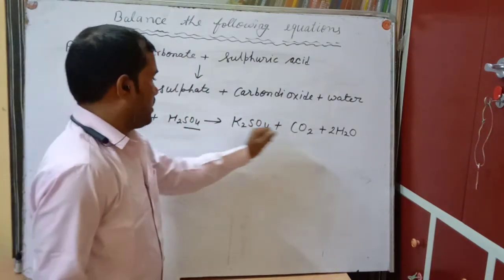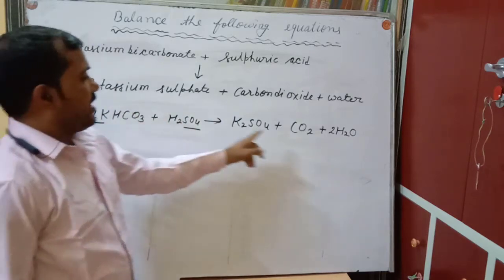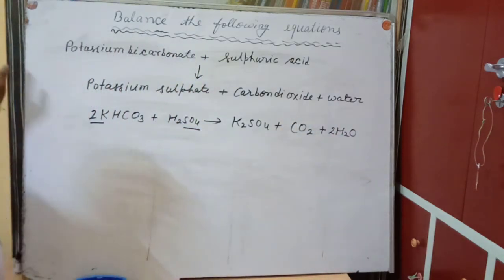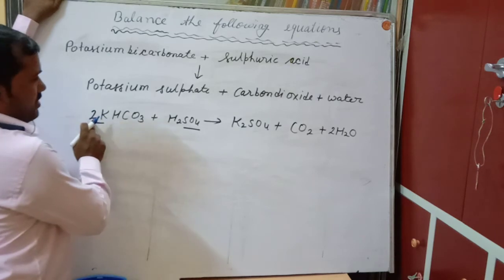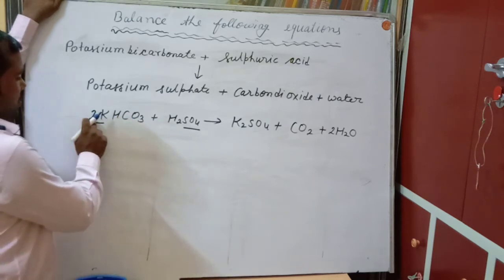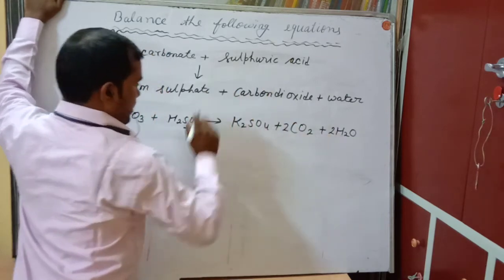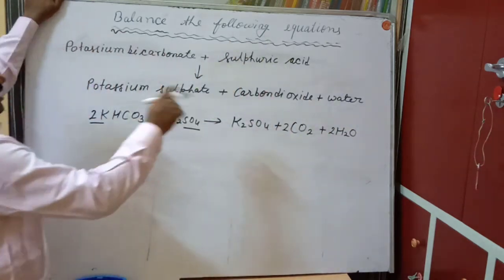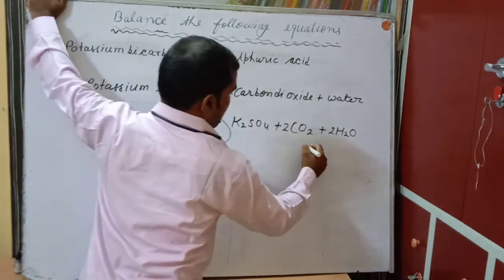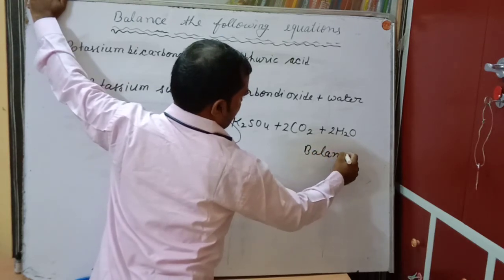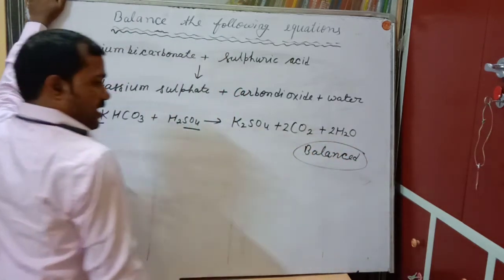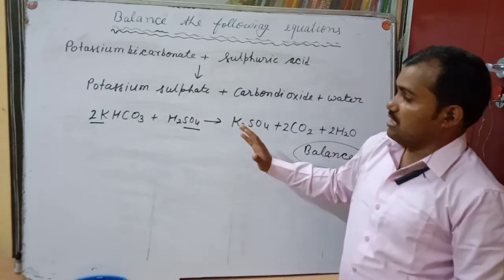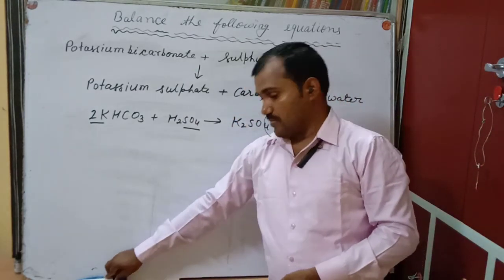1 carbon, 1 carbon. Total oxygen, 3 2s are 6. But how many carbon here? 2 carbon. Here only 1 carbon. So you have to write here 2. So 2 carbon, 2 2s are 4 oxygen plus 2 oxygen, total 6. So this is the balanced chemical equation. Understood, my dear? So by use of this concept, you can do the balancing of other equations also. Please do the practice, and God bless you. Have a nice day.